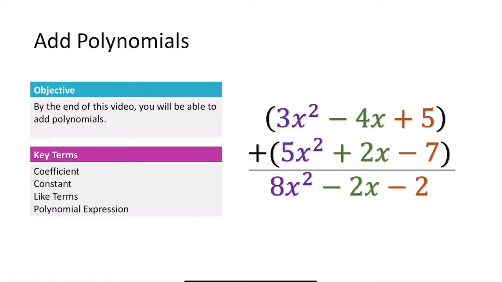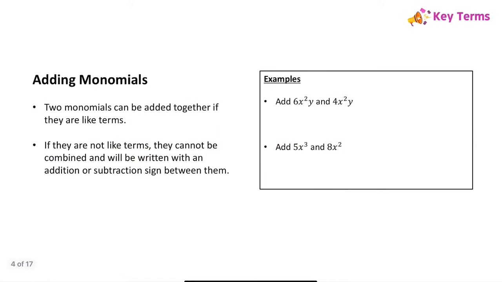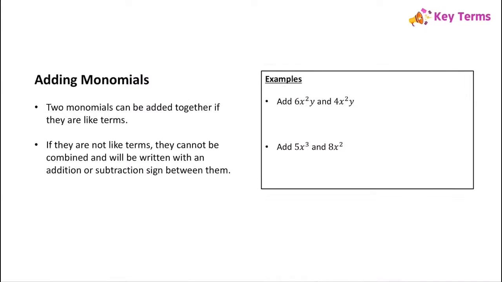So in this video, we're going to talk about how to add polynomials. We're looking for monomials that we can add together, and they can be added together if they're like terms. So for example, if we add 6x squared y and 4x squared y, we're going to combine the coefficients, which will give us 10, and then we write x squared y.